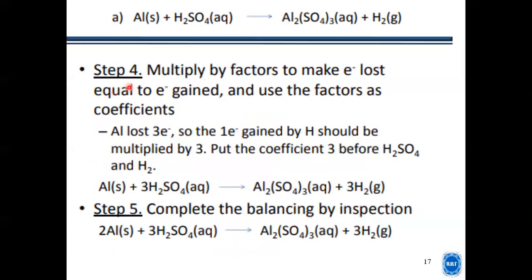In the fourth step, we have to multiply with a factor or integers to equalize both electrons. So we multiply with 3 so that we can equalize both sides of the chemical reaction. Then we have to balance the chemical equation by inspection.